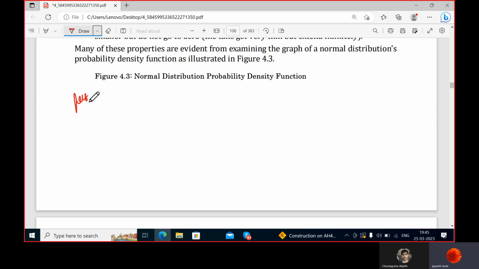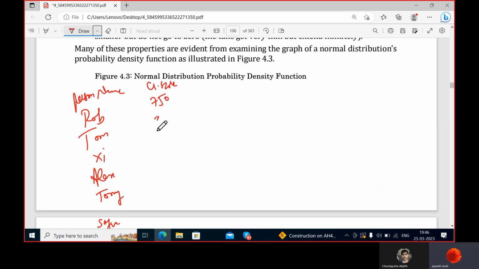So we take the person's name, Rob. Let's say Tom, Z, and Alex, let's say Tony, and randomly we'll take Sophia. So credit score of 750 this guy has. So in banks they can take this to find out their normal distribution. 820, and credit scores are here. For negative credit scores, they won't give any loans.